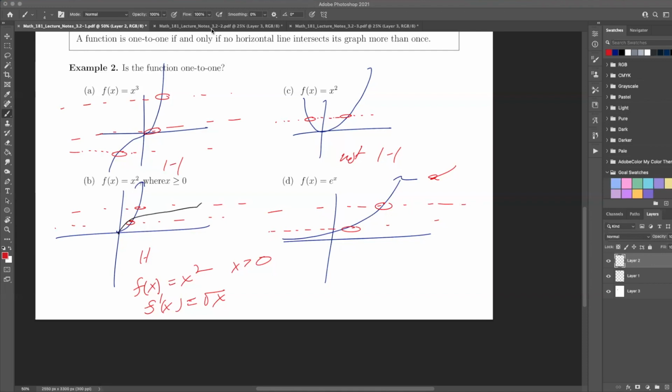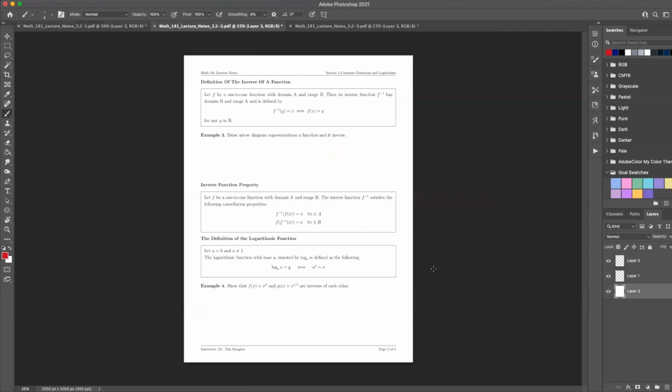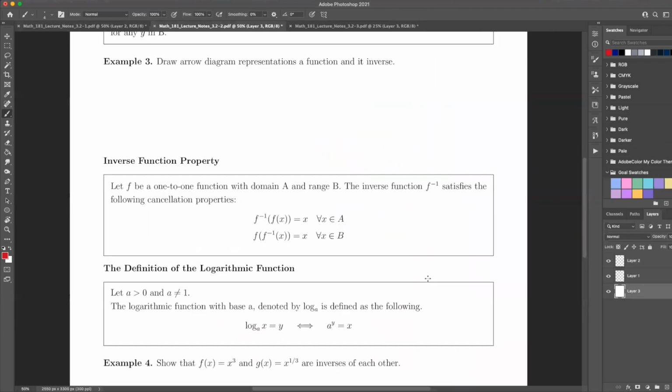All right, so let's go on to the next page. All right, so definition of an inverse function.